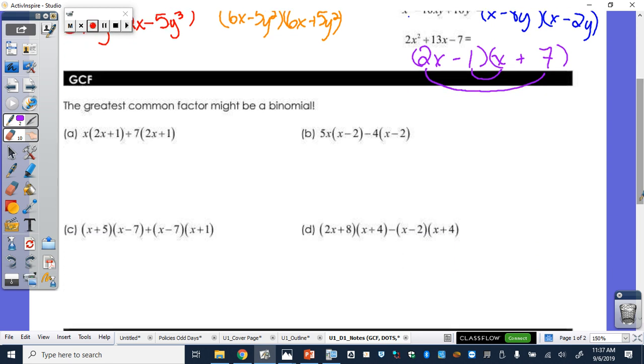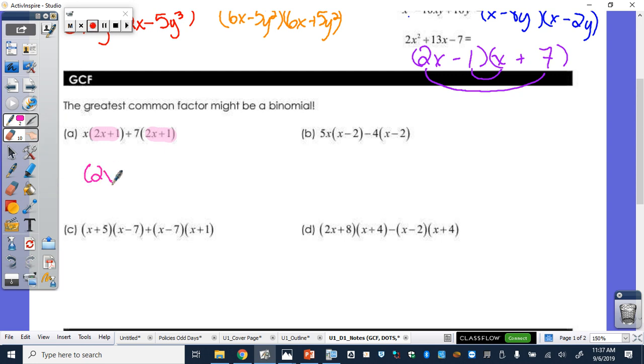So let's practice these a little bit more, only I kind of threw some twists into some of them. So looking at GCF, but going a little bit harder this time, your GCF is a binomial. So if we look at letter A here, the thing they have in common is that 2x plus 1. So that is going to be your GCF.